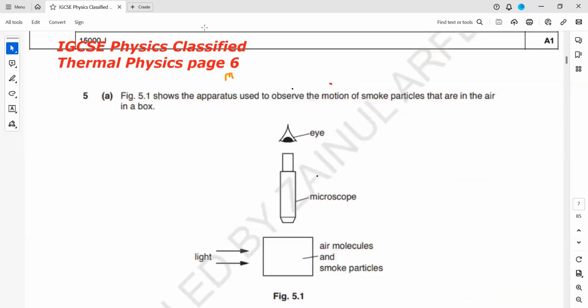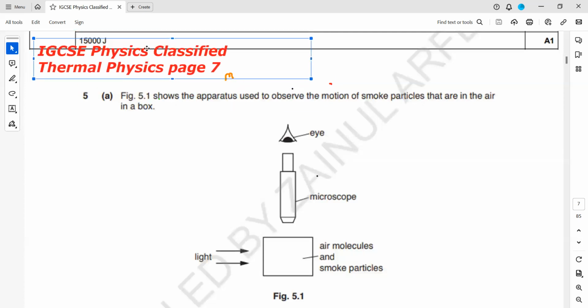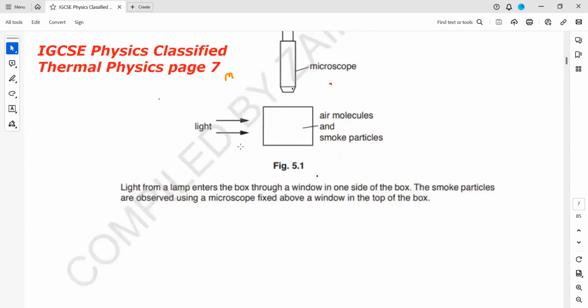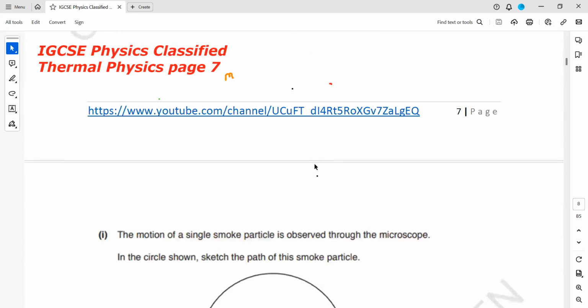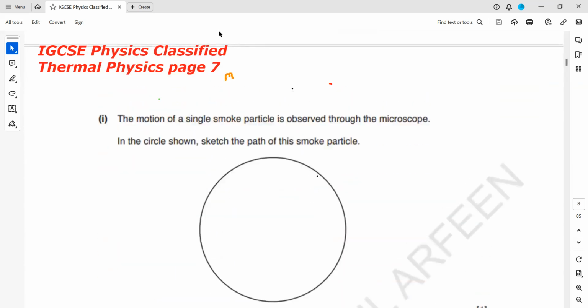The next is page 7. Figure 5.1 shows an apparatus used to observe the motion of the smoke particles. This is related to Brownian motion. Light from the lamp entered the box through a window. On one side, the smoke particles are observed using a microscope fixed above. And on page 8, we have to draw the motion of a single smoke particle observed through a microscope.